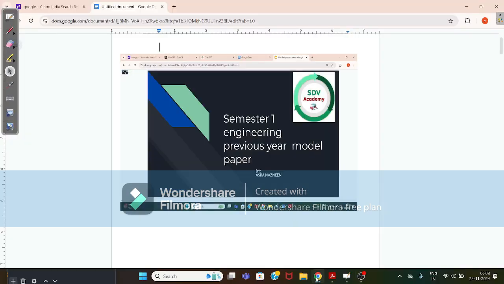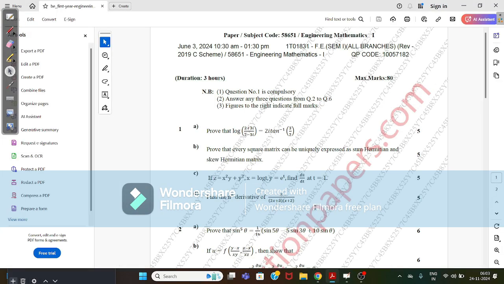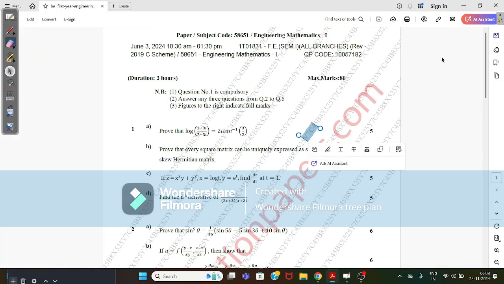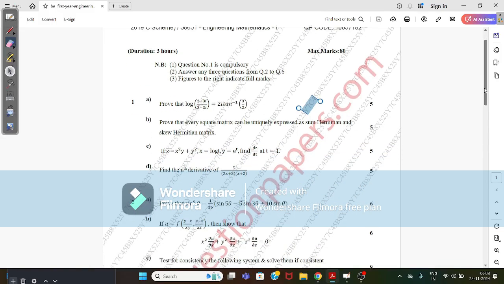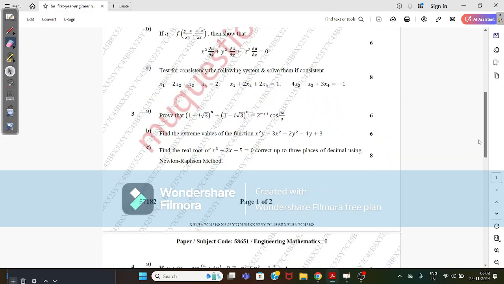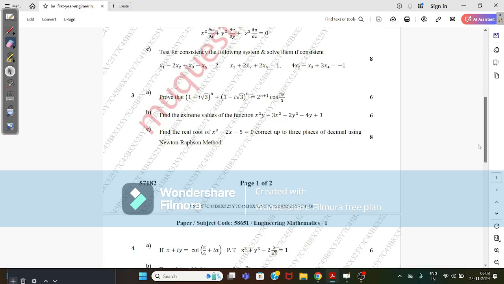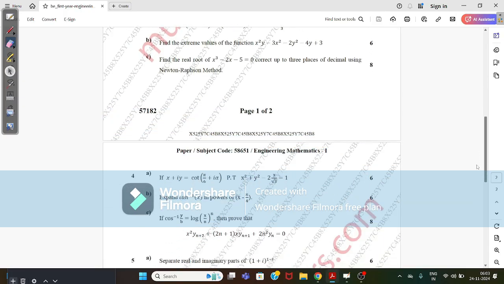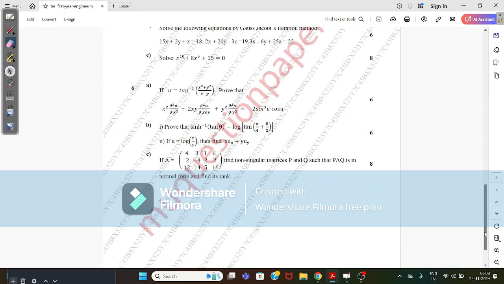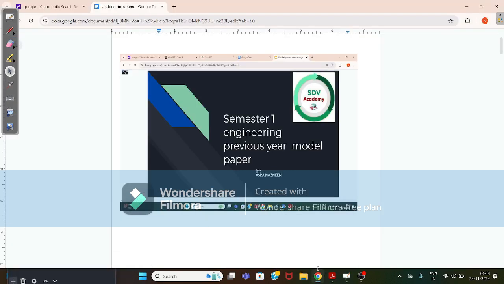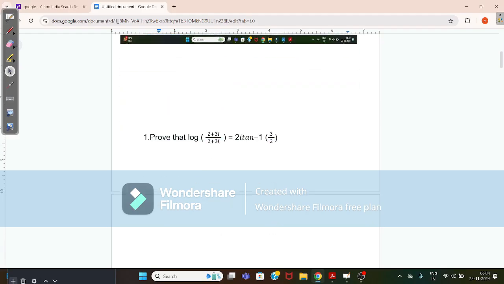Today we will learn the semester 1 engineering previous year's model paper. Okay, this is the question paper that we will learn today. Now let us solve the problems.